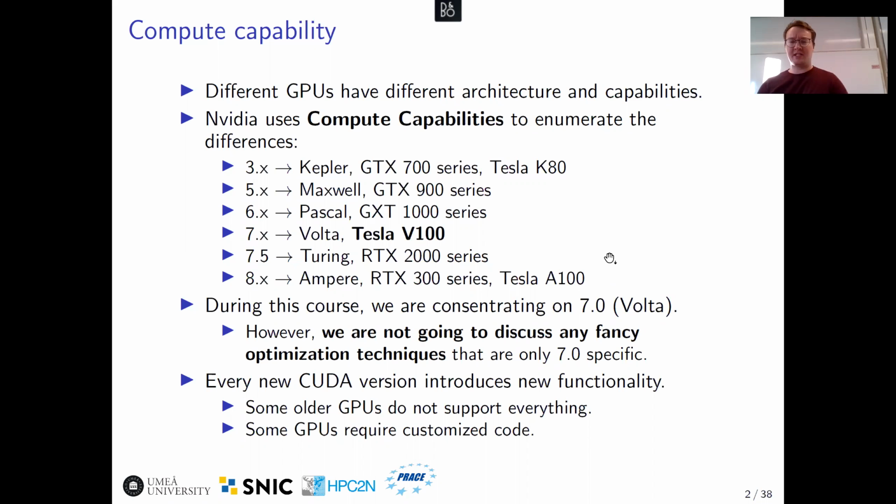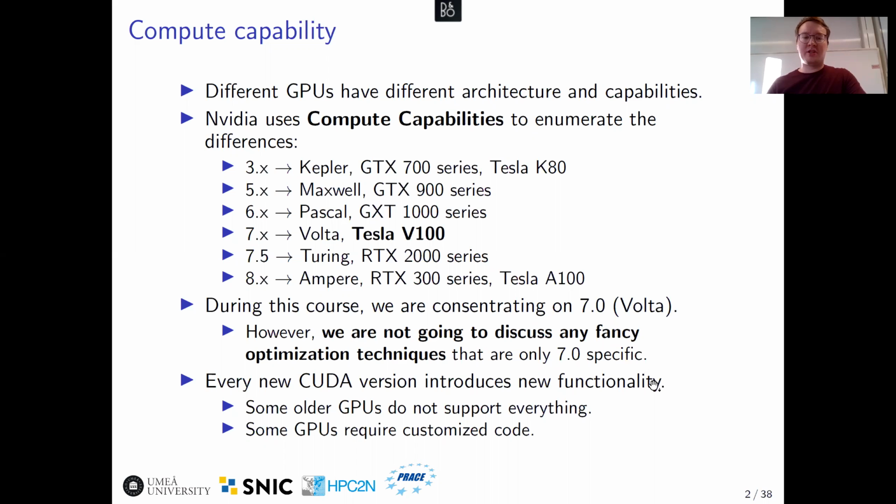During this course, since we have access to these V100s, I'm mainly concentrating on 7.0 Volta, but I won't be talking about any kind of fancy optimizations that only apply to compute capability 7.0. So mostly I'm talking about best practices in that sense.